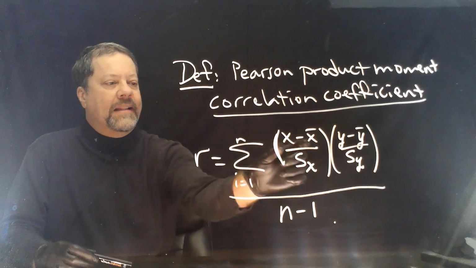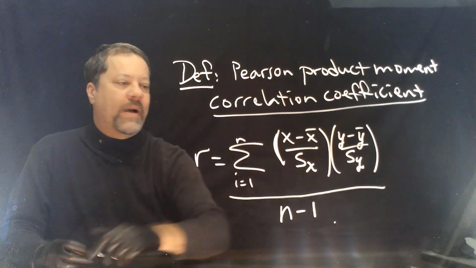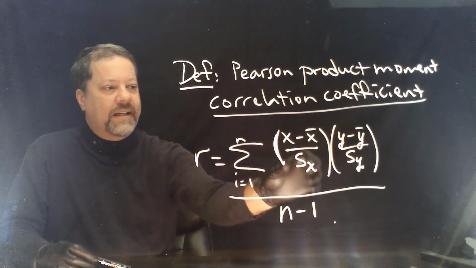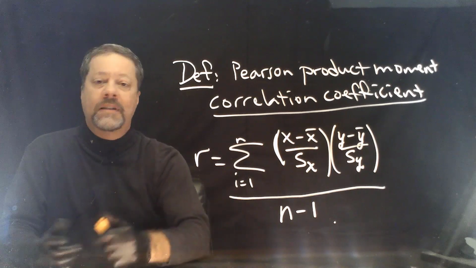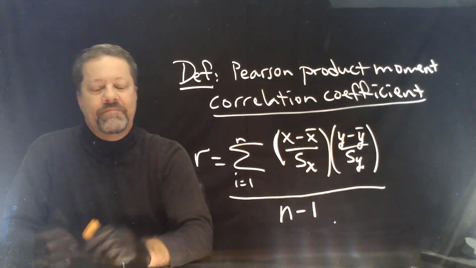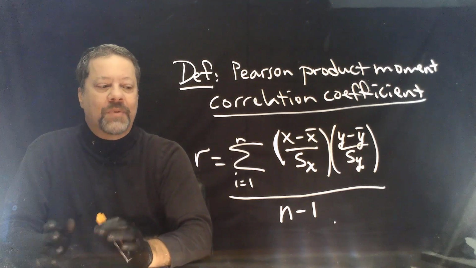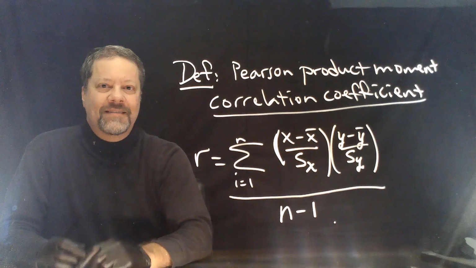And so you're getting these products, these x minus x bars, y minus y bars. But we're rescaling those with the standard deviations and then dividing the whole thing, more or less taking an average, by dividing by n minus 1. Yes, we're not really taking an average because we're not dividing by n. We're dividing by n minus 1, but that's the effect.